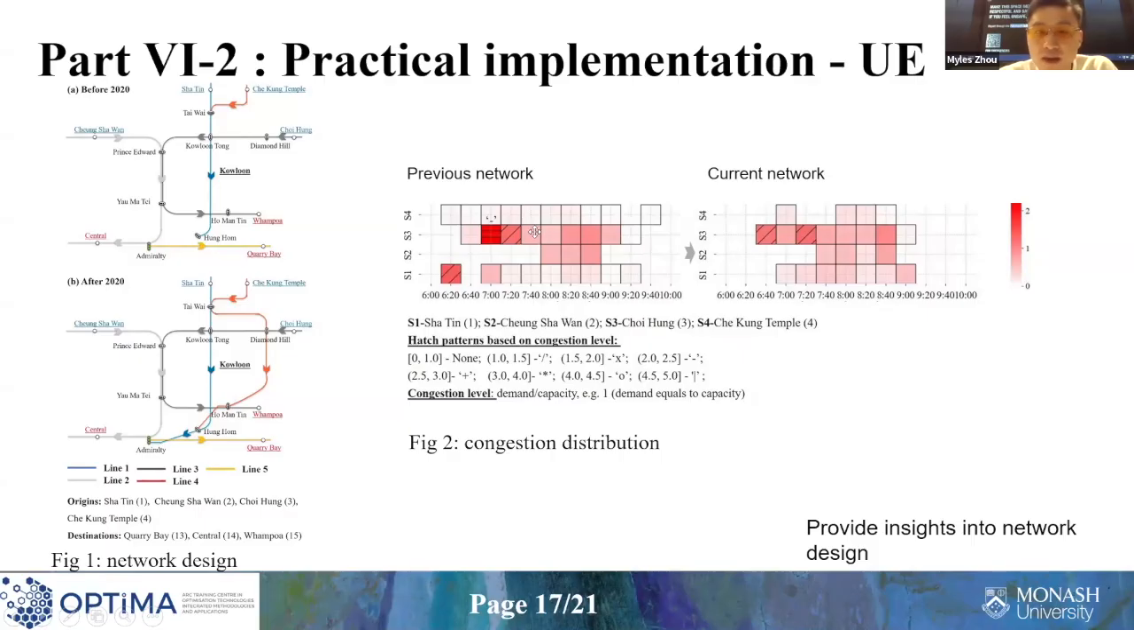Then for the current network with extensions, congestion has been relieved, with the hatched congestion part disappearing, and it comes to a more uniform passenger distribution. That means the total system congestion has been relieved. And we can make a conclusion here: the new design is good enough to relieve traffic congestion.